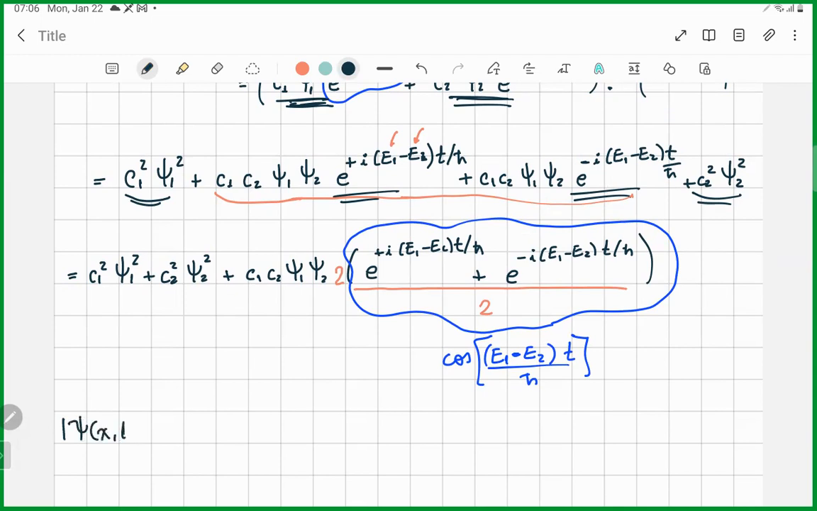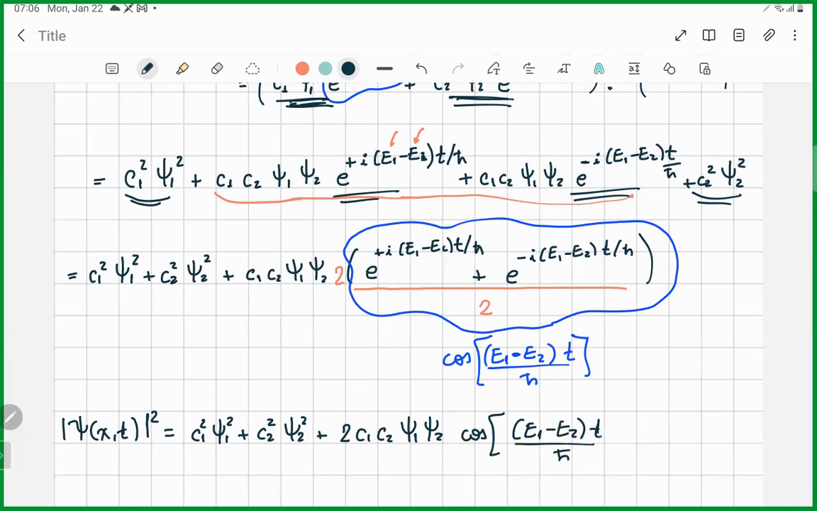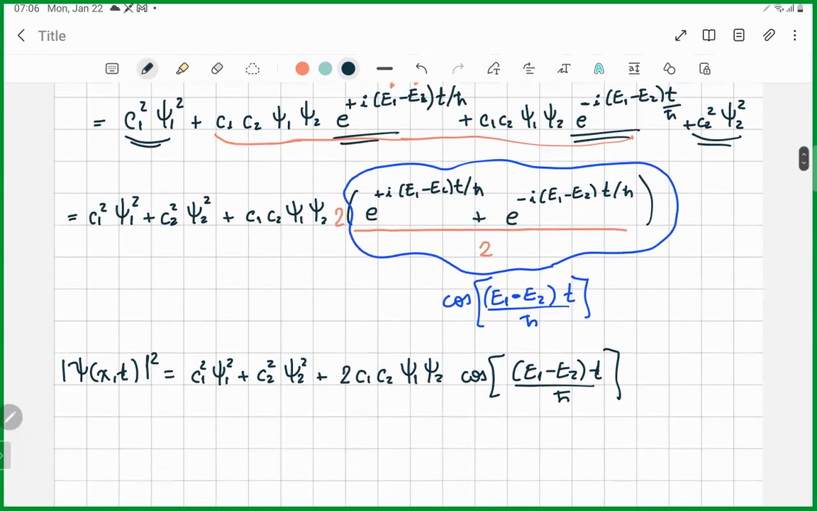Now we can put our probability density in a final, elegant form. We have C1 squared psi1 squared, C2 squared psi2 squared, and here we have 2 C1 C2 psi1 psi2 times the cosine of this difference in energy. So we have a probability density that is oscillating, following this sinusoidal function.